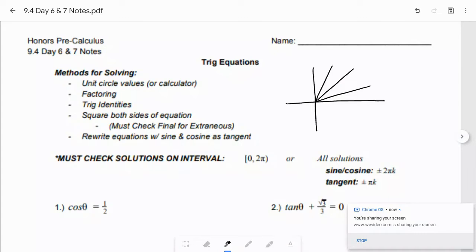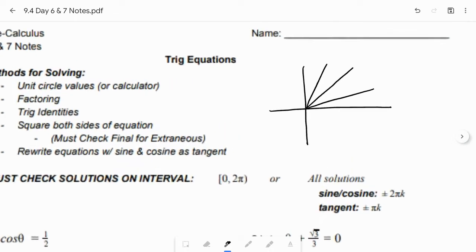We're going to factor, use those trig identities, and if we square both sides of an equation, then we need to make sure that we are checking for extraneous solutions. And we are going to rewrite our tangent as sine and cosine. Okay, and we do want to make sure that our solutions are on the interval 0 to 2 pi, or if we're writing all solutions, then for sine and cosine, we use plus or minus 2 pi k, and for tangent, we use plus or minus pi k.